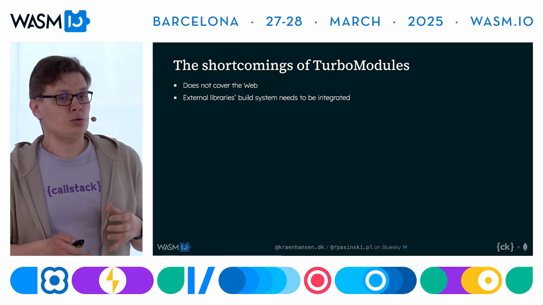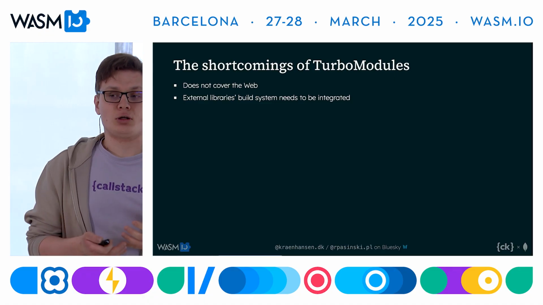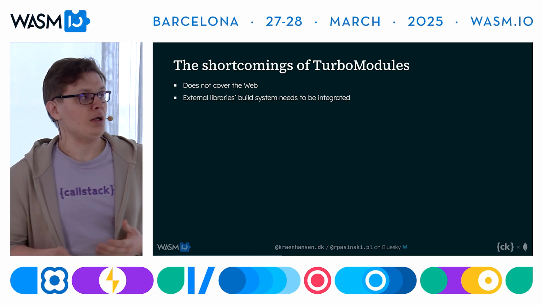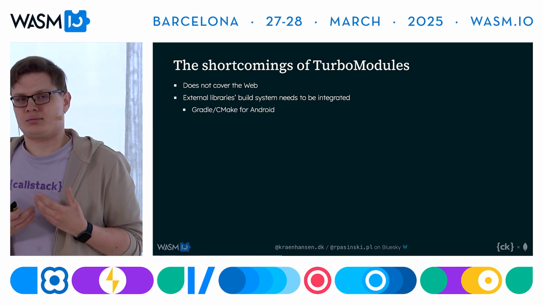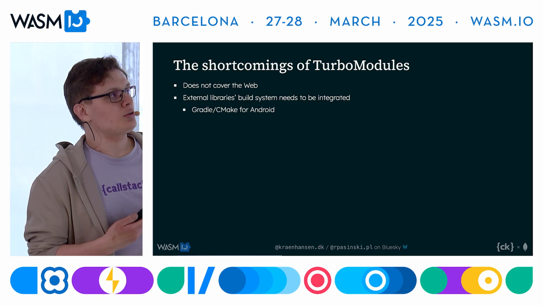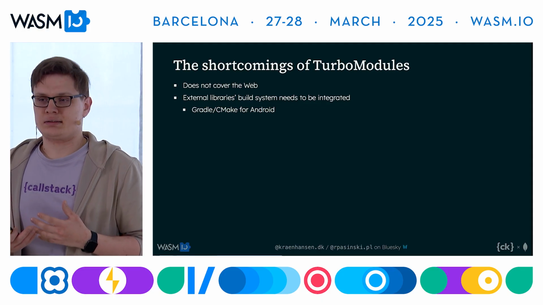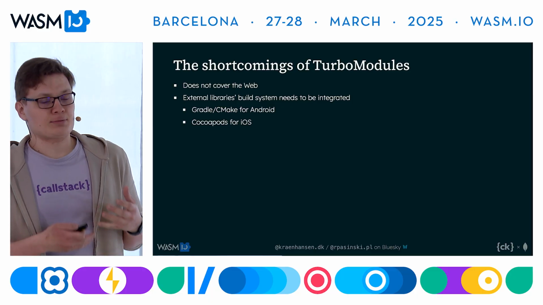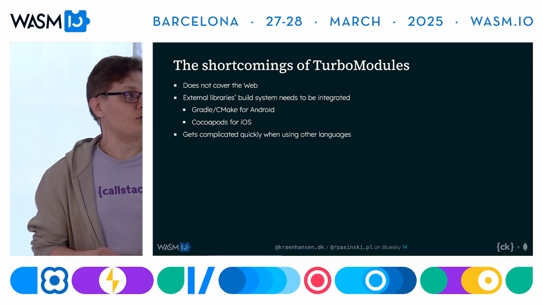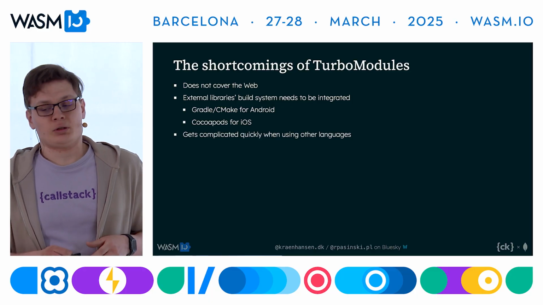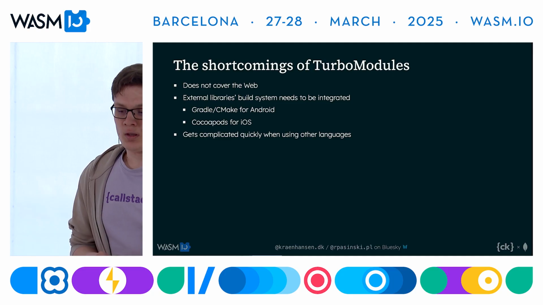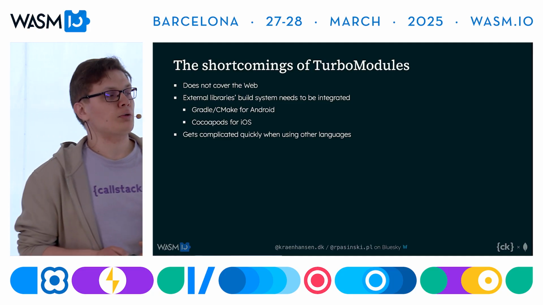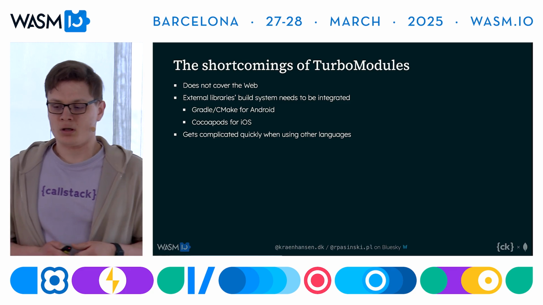Also, when you want to integrate external libraries, such as SQLite, for example, or any crypto library, as a JavaScript developer, I need to bring this library, integrate its build system, and expose the API. So for Android, you need to integrate with Gradle and CMake. And for iOS, currently it's CocoaPods, but we plan to migrate to Swift Package Manager.